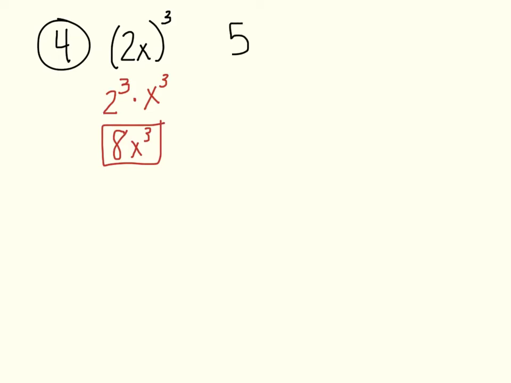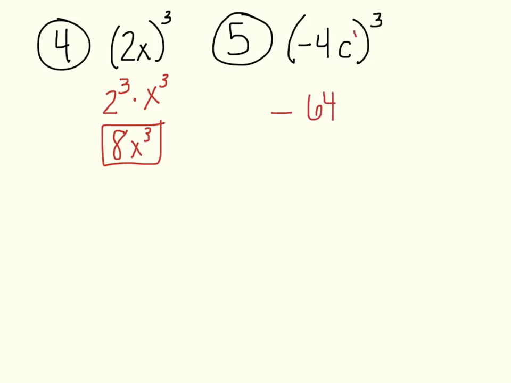So let's try another example. Number 5, negative 4c to the power of 3. Well, we're going to take negative 4 to the third power. Here's what I do. This is my personal opinion. I just look at the negative. A negative to an odd power is going to give me negative. 4 to the third power is going to give me 64. And this is a 1, so 1 times 3 is just c to the third. My answer is negative 64, c to the third power.